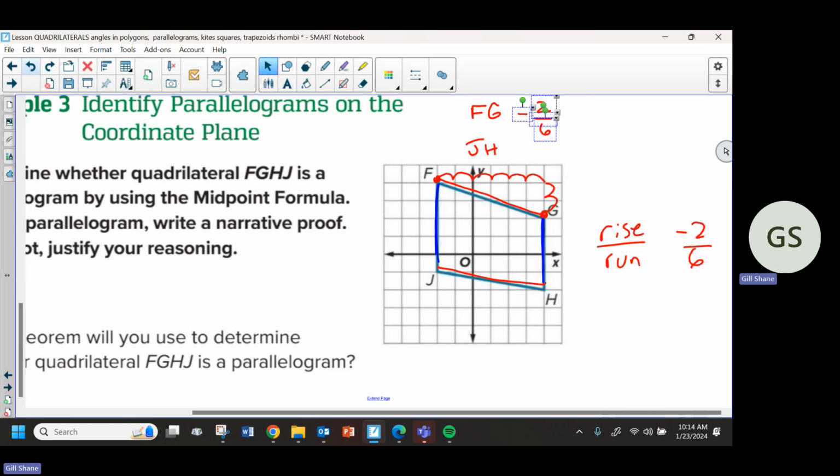So now JH, we do the same thing. How far? So again, I'm going to go from J to H. How far right do I need to go? Actually, you figure it out. You guys do that part on your own. It's in your book. So you're doing example 3. Figure the slope of JH out. I forgot it was in your book.